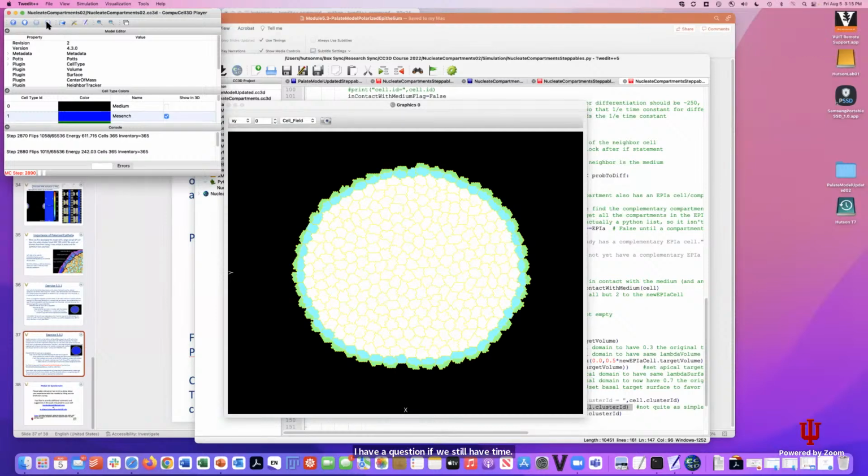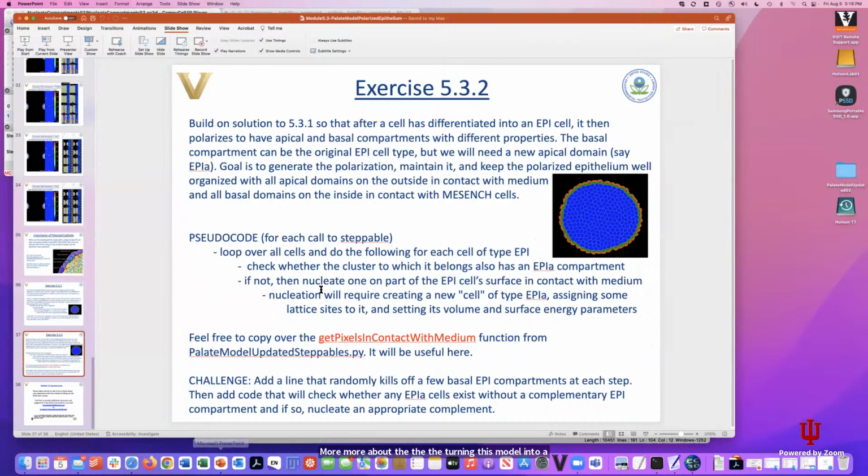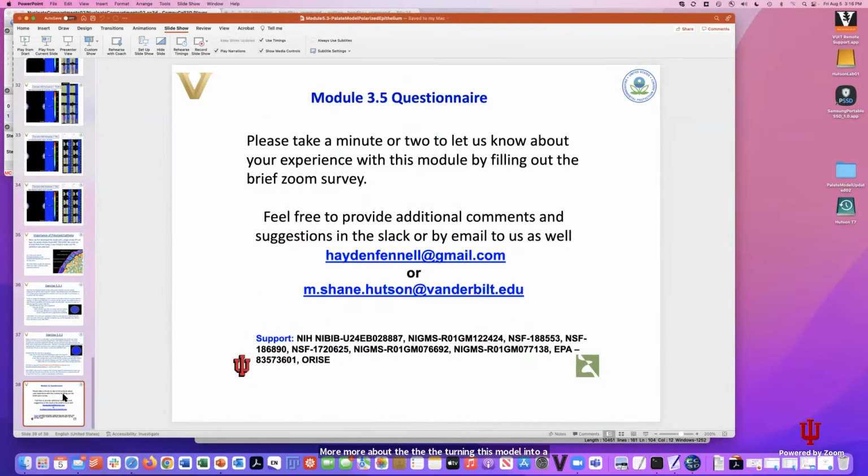Talking now more about turning this model into a truly useful model. I saw that you had many parameters. You had many fields, many types of cells, and clusters, and links, and some cells with high lambda volume, many types of mechanisms. How did you fine-tune everything?